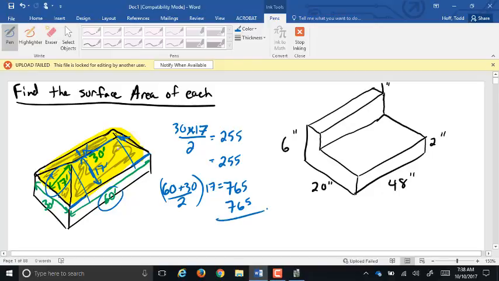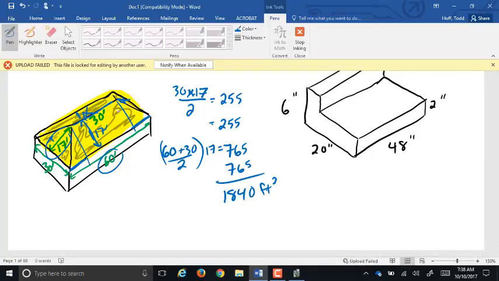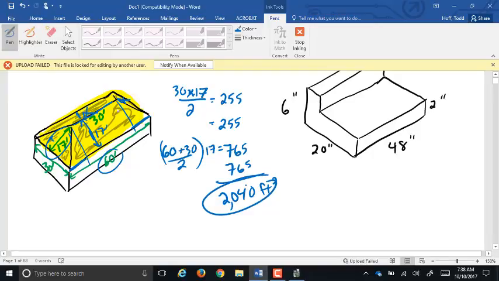So we add those up, we've got, what, 510 and 1330 is 1840. Does that look right? See, 14, 15, yeah, you're right, 2040. 2,040 square feet.